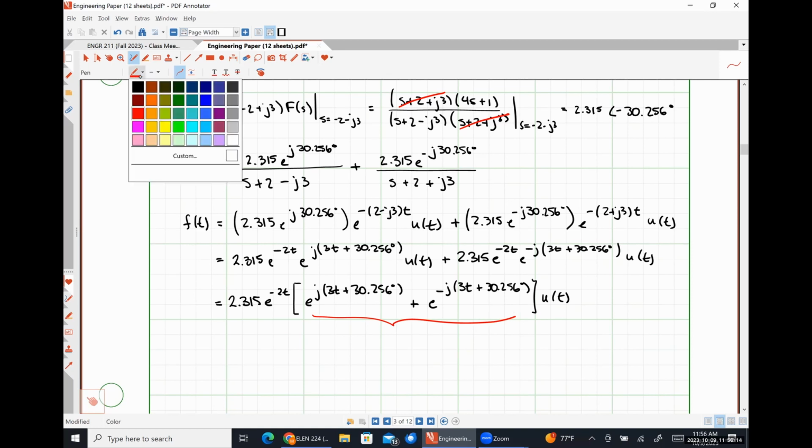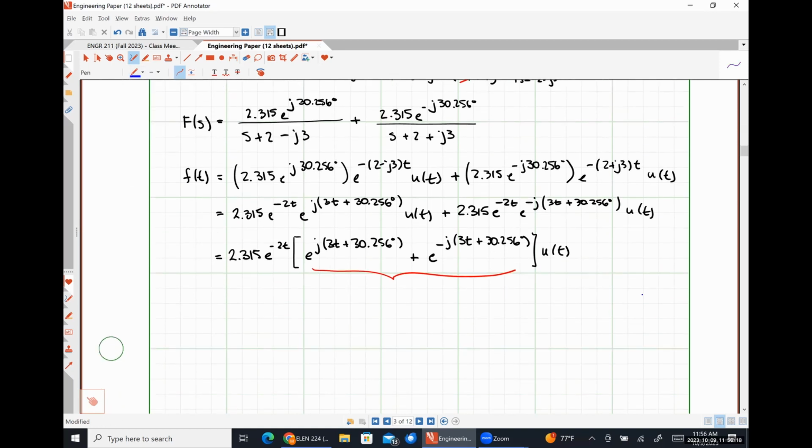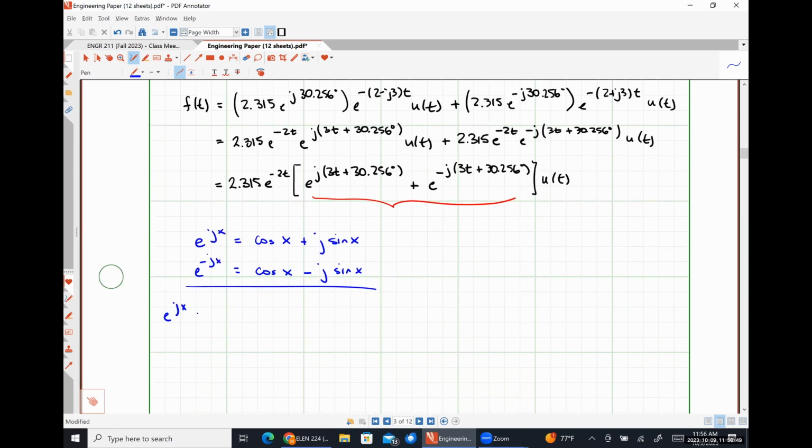Let's run through some things here. Again, this is, I think, the third time in this class. E to the j x is equal to cosine x plus j sine x. E to the minus jx is equal to cosine x minus j sine x. And if I add these together, e to the jx plus e to the minus jx is equal to twice cosine of x. So this part right here looks like twice cosine of 3t plus 30.256 degrees.